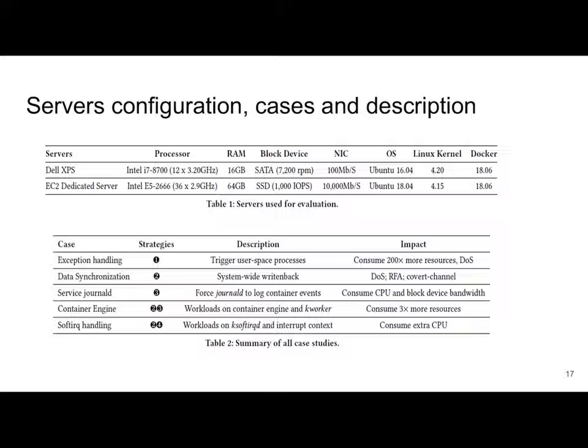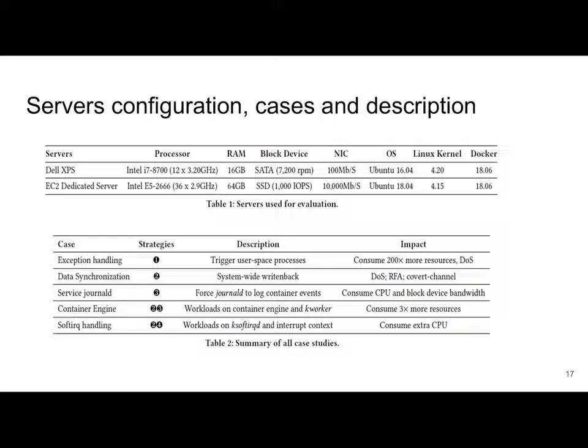For testing these scenarios, we have a local test bench, which is a Dell XPS server with an Intel i7 processor, 16 gigs of RAM, and a SATA hard drive with 7200 RPM, running an Ubuntu Linux kernel 18.06 version. And for the EC2, we have an E5-2666 with 36 cores at 2.9 gigahertz and 64 gigs of RAM, an SSD of 1000 IOPS, and a 10,000 megabit network card, with Ubuntu 18.06.